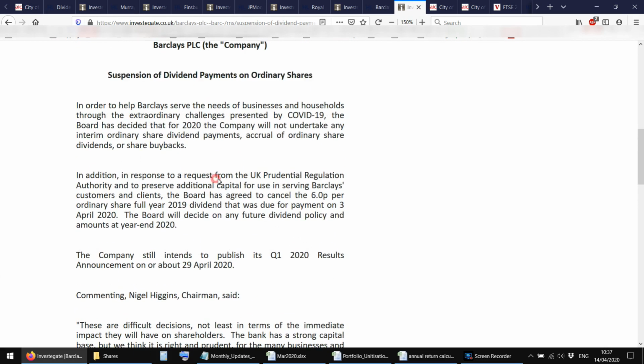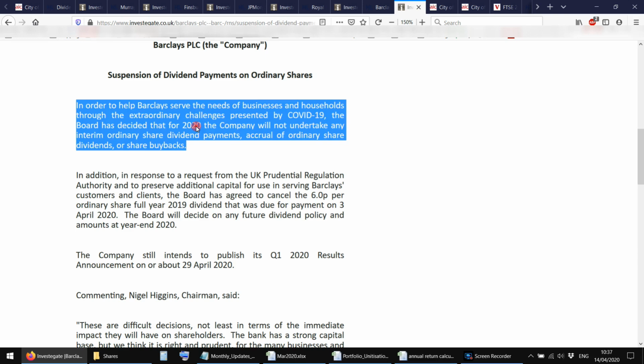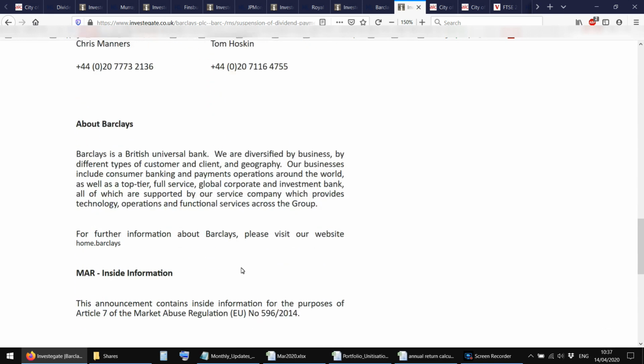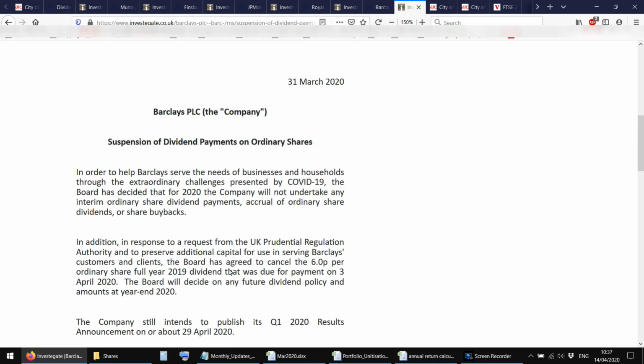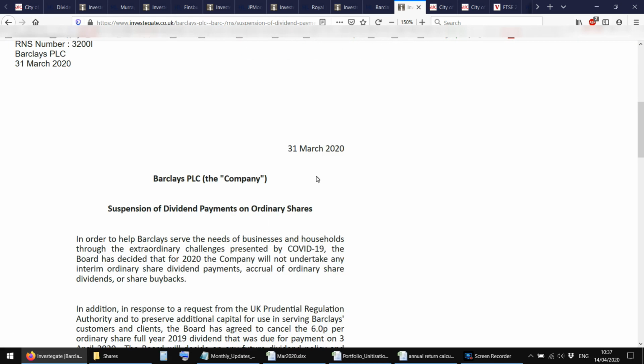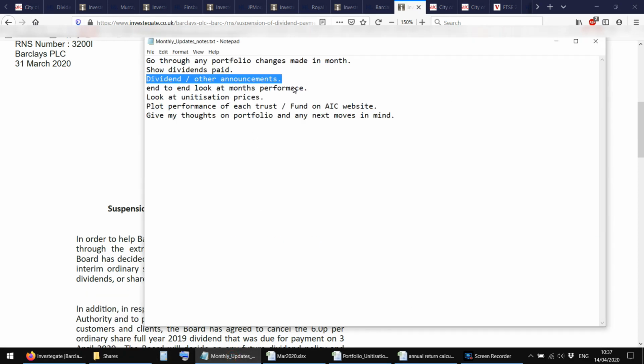As you saw in that previous video about my worst case scenario planning, this was factored into that planning, that the banks would stop paying dividends. Now, how long it's going to be before they resume, who knows? I don't know. I'll just see what happens. So obviously my dividend income is now down by a fair bit. Alright, so there's the dividend and other announcements.